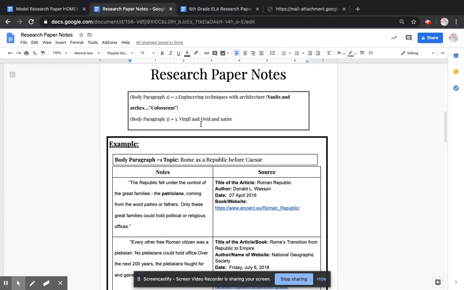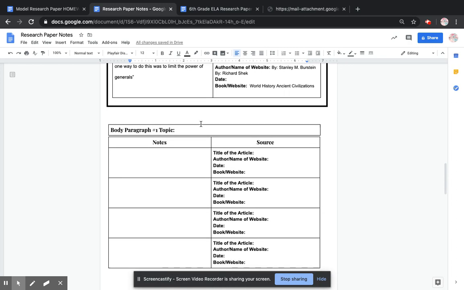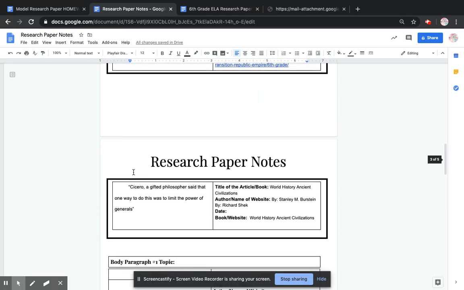All right, so let's see. Now I am in my note taking. I have my body paragraph here, and I have an example. I have the title of my article, the author, date, book, and website. So I have to include this. Oh, this came from another Roman one, Rome as a republic before Caesar. Oh, this came from the model paper we were doing in class. Then there's quotes here. All right, I think I understand how to do this.